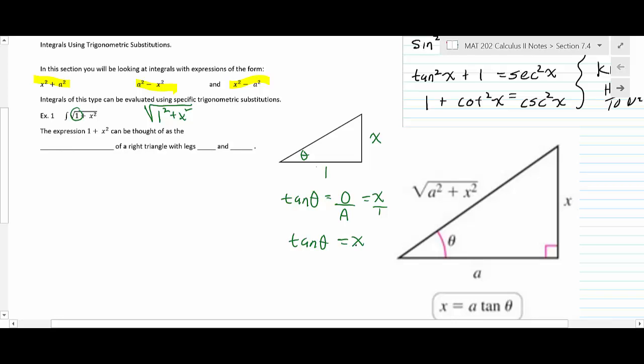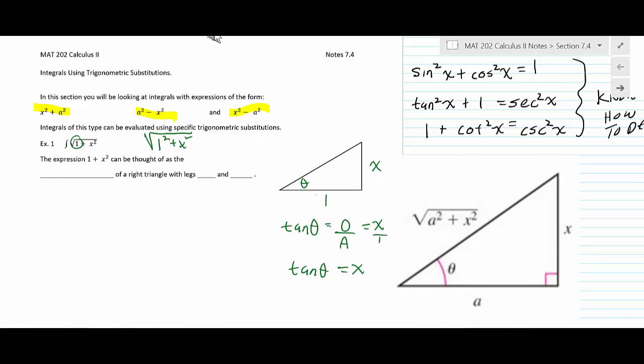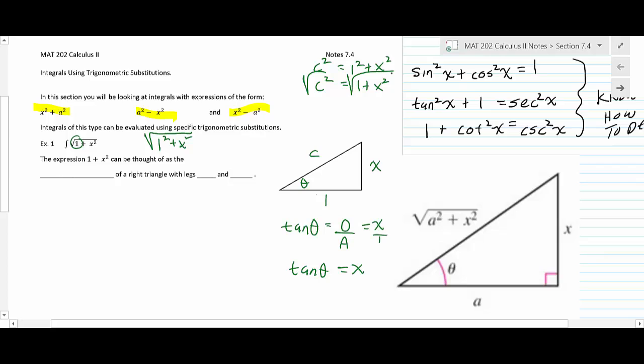Now, the reason we do this, by the way, is because of how the Pythagorean Theorem works. So I'm going to just do this at the side here. You don't necessarily have to write this down, but it's important that you understand this. So if that was your c in the Pythagorean Theorem, then we would just have c squared equals 1 squared plus x squared. So that would be c squared equals 1 plus x squared. So what would c be equal to?